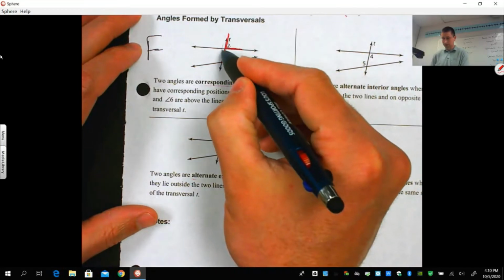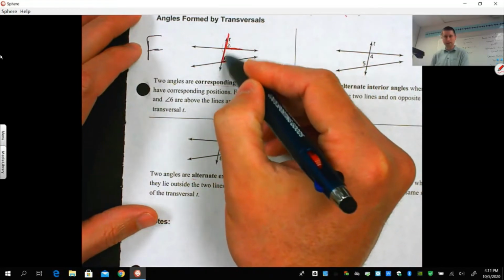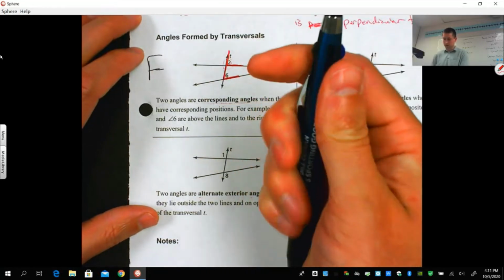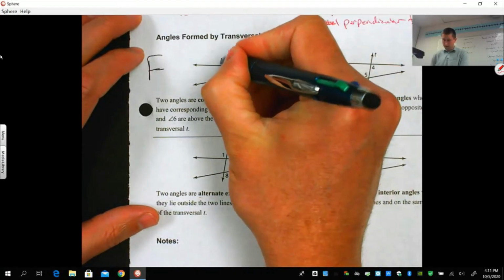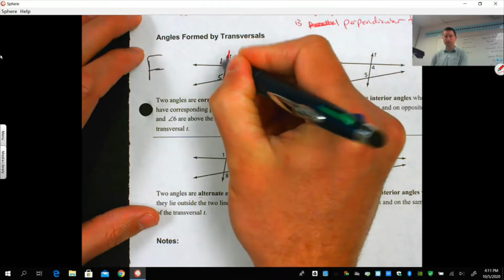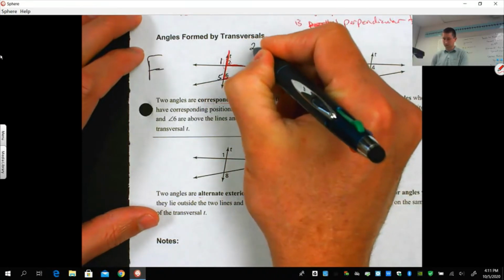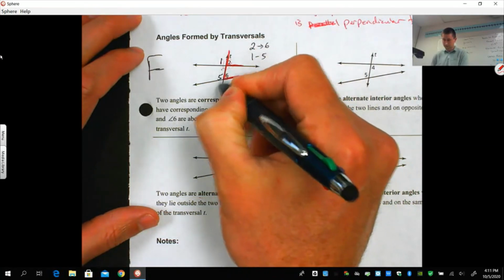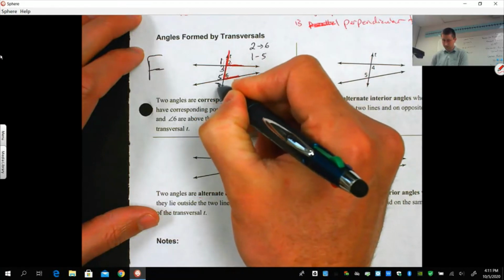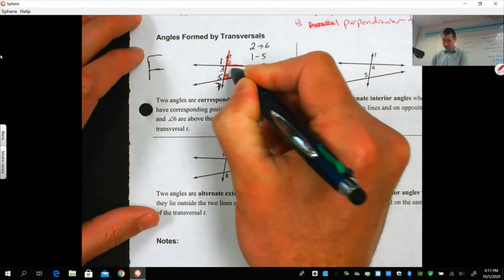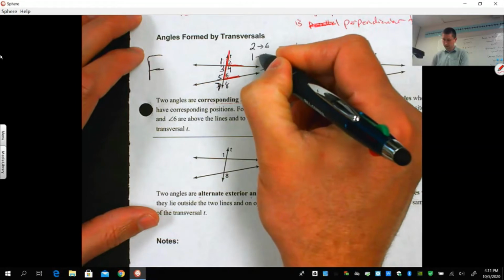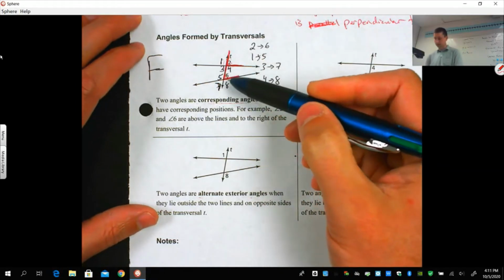If I just look at these 4 angles, 2 and 6 are corresponding because they're in the same general location. Okay, I could put a 1 here and a 5 here. 1 and 5 would be corresponding. So 2 and 6 are corresponding, 1 and 5 would be corresponding. I could put some more down here. This would be 3 and 7. So 3 corresponds with 7, and this is 4 and 8. 4 corresponds with 8. Hopefully you see how those positions work out there.